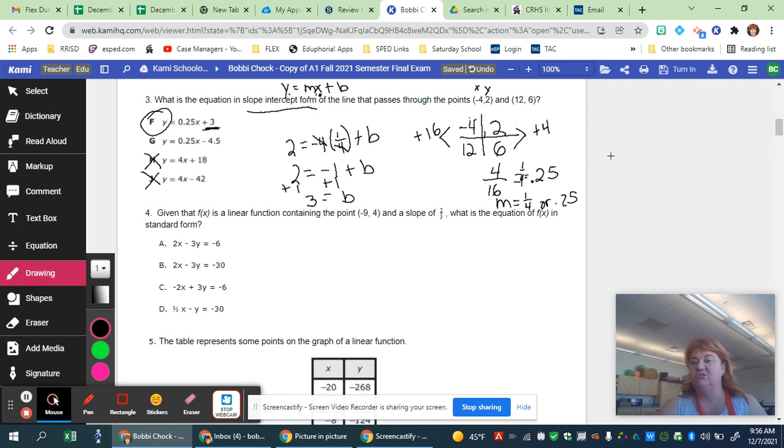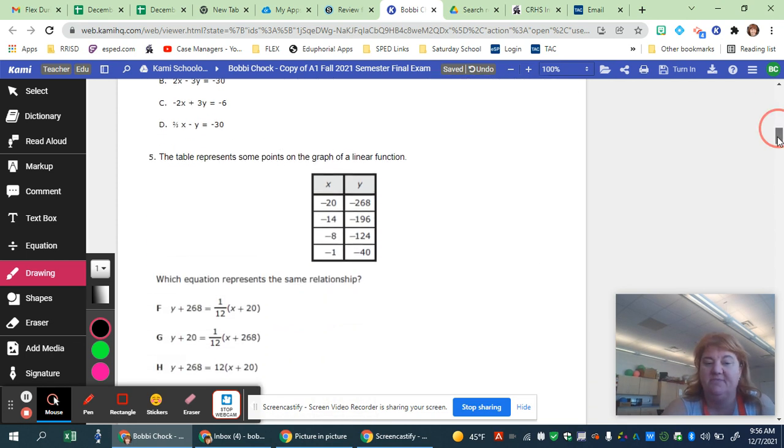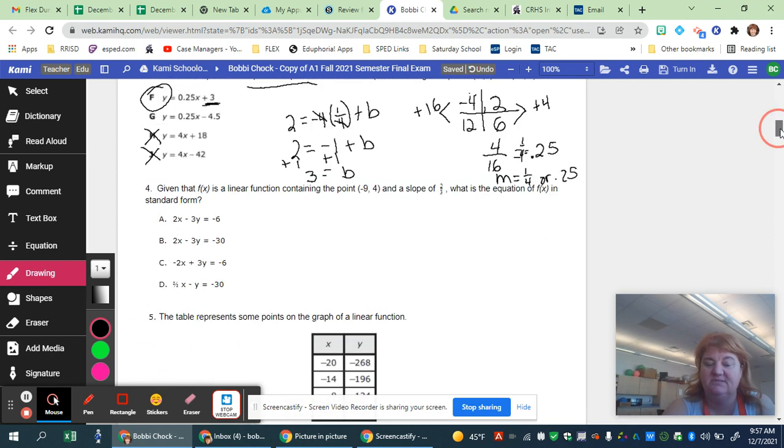Okay, let's do just a couple more here, and then we'll stop this video and make a new video. So this video will be pages 1 and 2. Given that f of x is a linear function containing this point and this slope, let's write that out, okay?